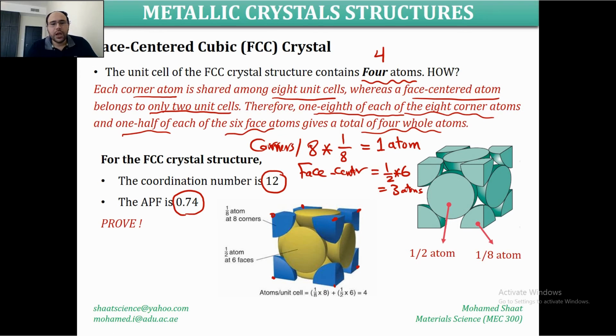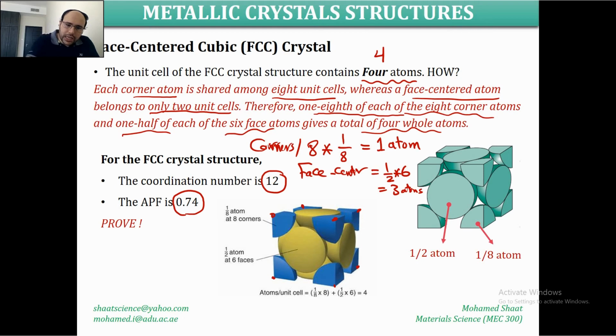Make sense? Now let us move on to why the coordination number is 12 and how the atomic packing factor is 0.74. We need to prove these 2 numbers. Remember that these are properties of the crystal structure. They are not just dependent on the material type. For any material with Fcc crystal structure, it will have 4, 12, and 0.74.